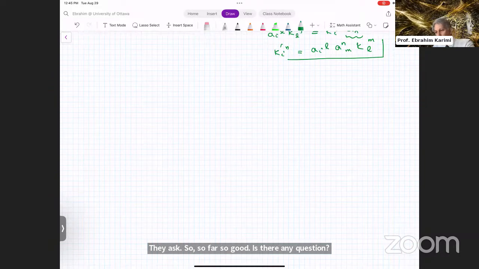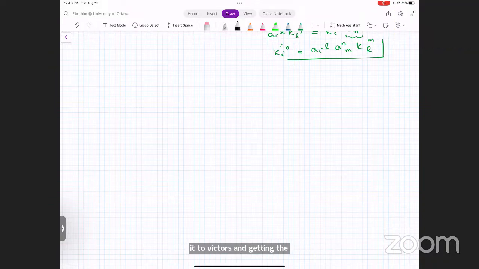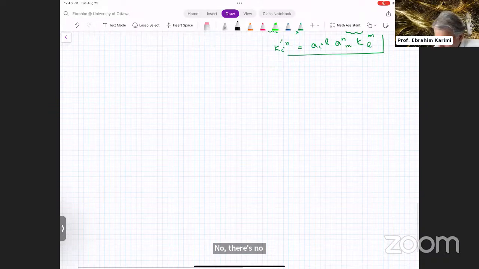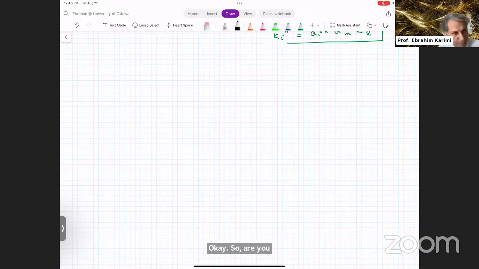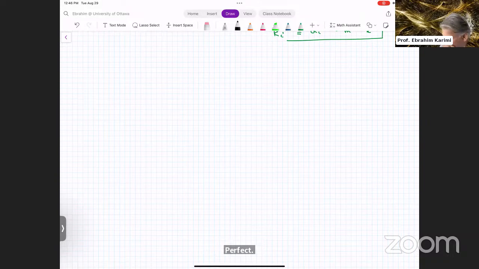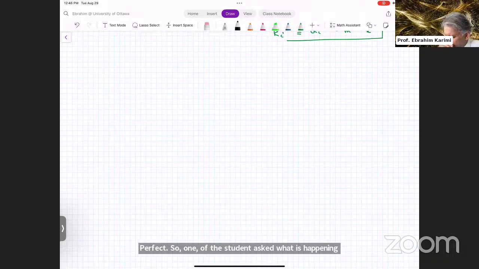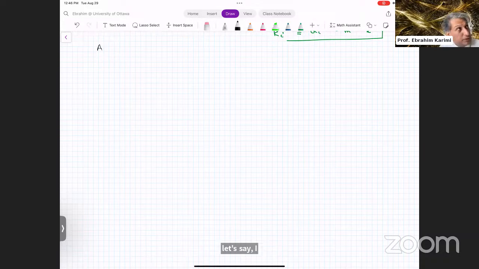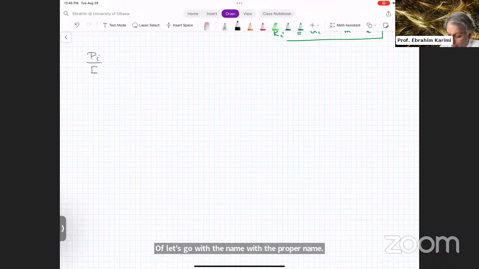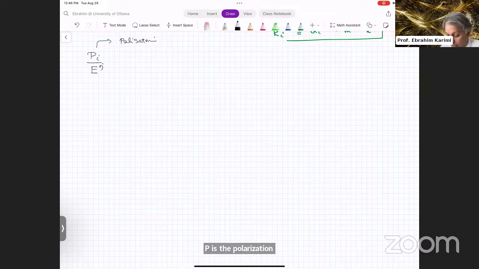If not, then we will go with one example that one of the students was asking, about where this is playing a role. I mean, how can we divide by vectors and get a result? No, there's no question. Okay, lovely. So one of the students asked, what is the physical meaning of dividing two vectors? Let's go with a proper example: P_I divided by E_J. P is the electric field polarization, and E_J is the electric field.